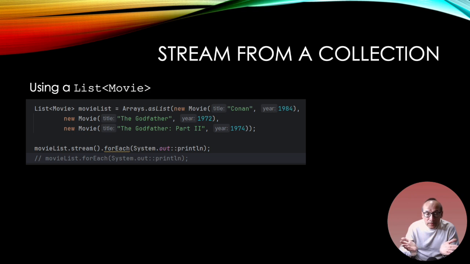All right, what's that something else, you might ask? Well, here's a list. Here's one of my favorite movies, Conan from 1984, The Godfather, The Godfather Part 2. You can imagine maybe you have a lot more than just 3 movies in your list, but you can do a .stream on the array list. So that's been added to the interface for ArrayList.